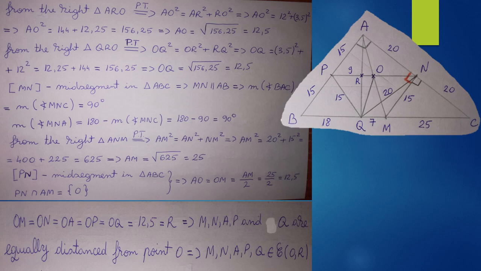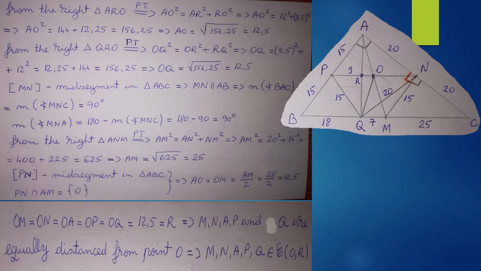From the right triangle ANM, we have with Pythagoras theorem that AM squared is equal to AN squared plus NM squared. So AM squared is equal to 20 to the power of 2 plus 15 to the power of 2, which is equal to 400 plus 225, which is equal to 625. So AM is equal to square root of 625, which is equal to 25.